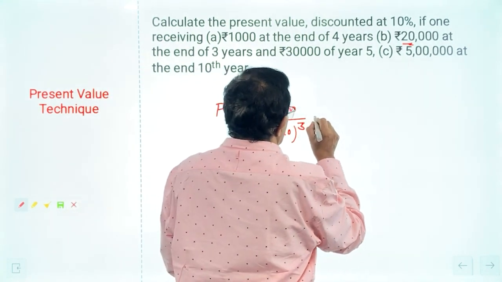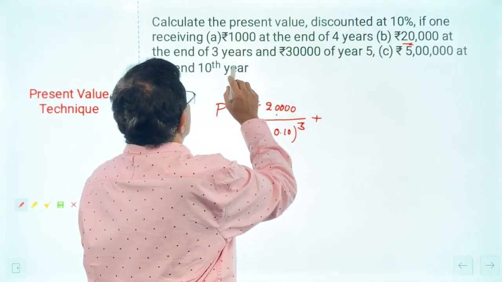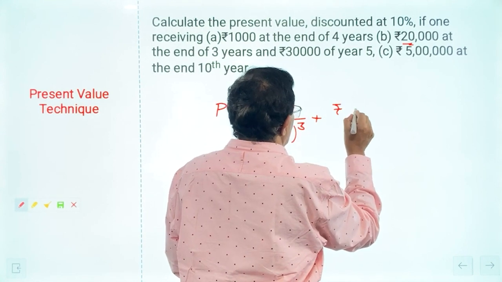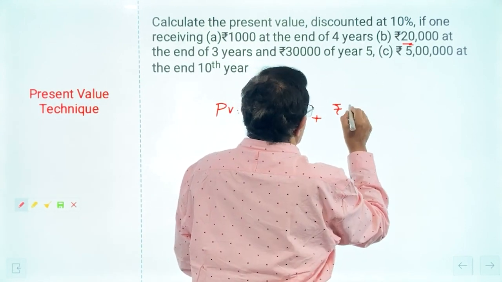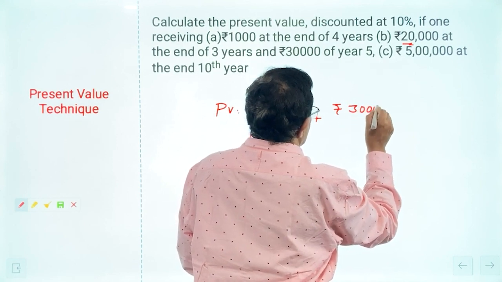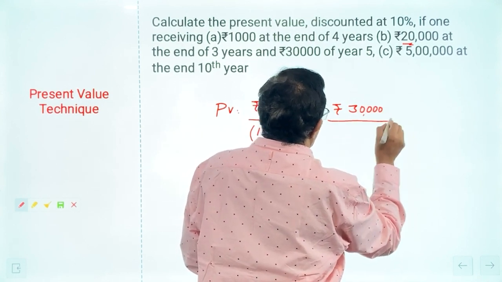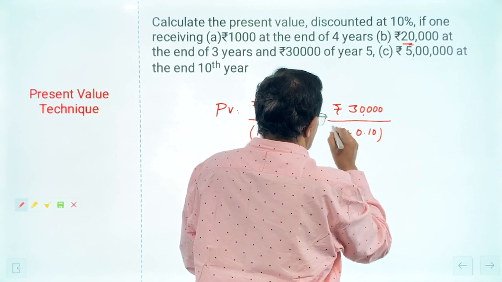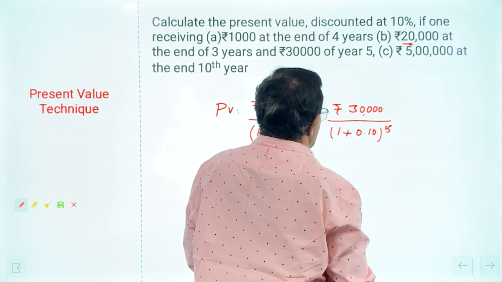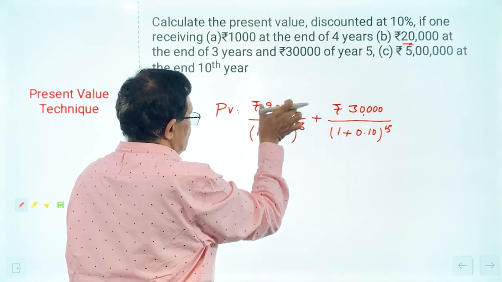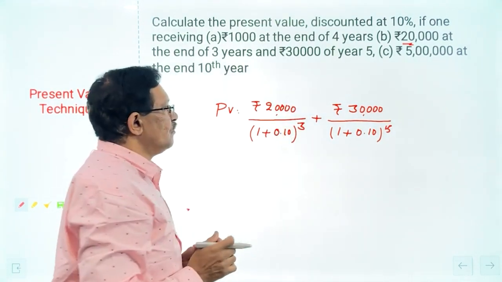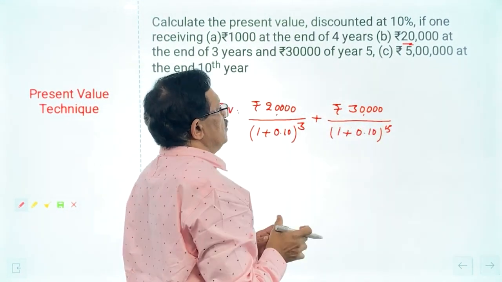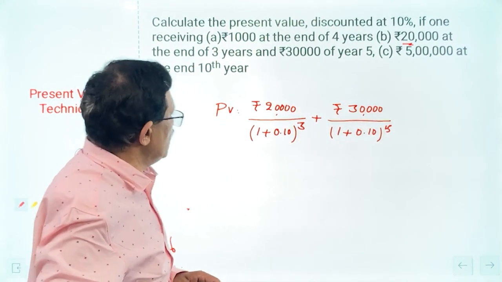Then we have another cash inflow which is coming at the end of fifth year. So for this, the present value will be equivalent to 30,000 divided by (1 plus 0.10) whole to the power of 5. So we are going to get the present value for the first sum through the first expression, and we will get the present value for the second amount by doing this. So let us work out this particular thing.